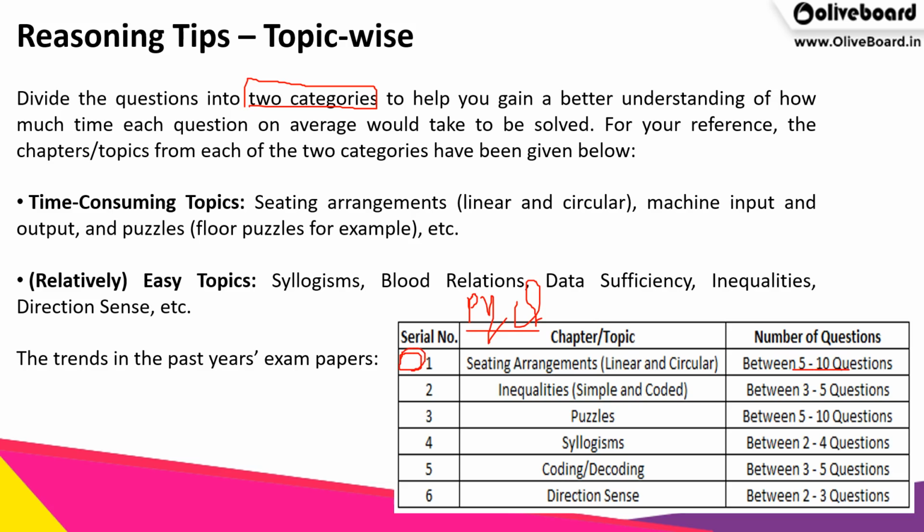Coming to inequalities, which is both simple and coded, you have around 3 to 5, and this is relatively very easy. Coming to puzzles, puzzles are also a little difficult, but you have around 5 to 10 questions being asked. Syllogisms around 2 to 4 questions. Coding, decoding, you have 3 to 5 questions, and direction sense you have 2 to 3 questions. This is based on the previous year questions.